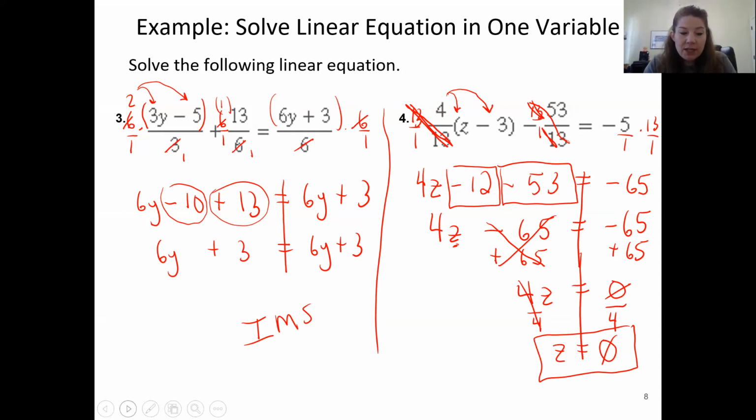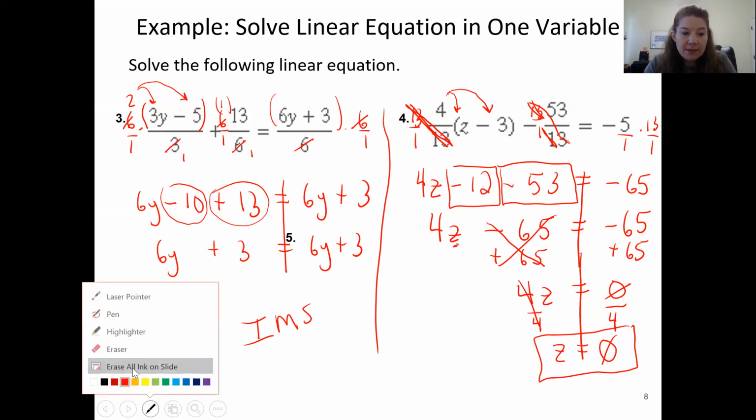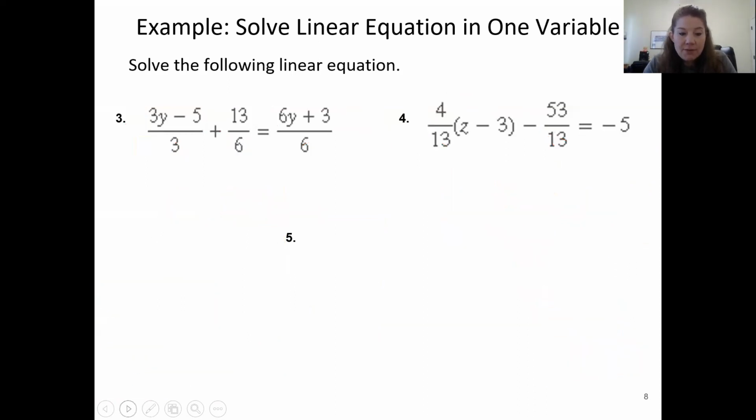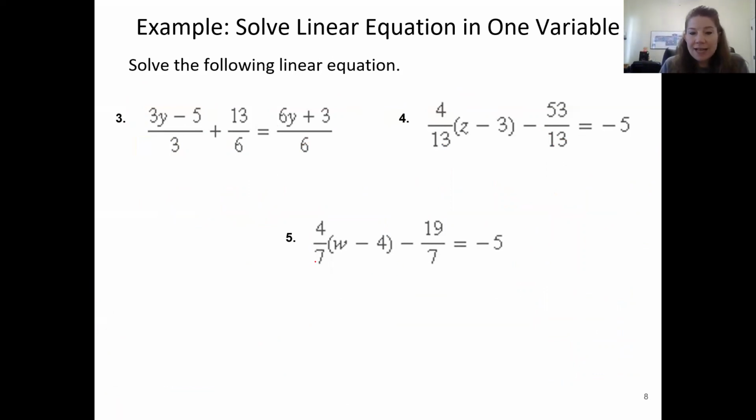All right, moving on. Oh, there's another one. There's number 5. Let me get rid of all this stuff. All right, number 5. I didn't see that one here. So now we're just looking at our denominator. So I see a 7. That's it. And this would be a 1, basically. So our denominator is 7.